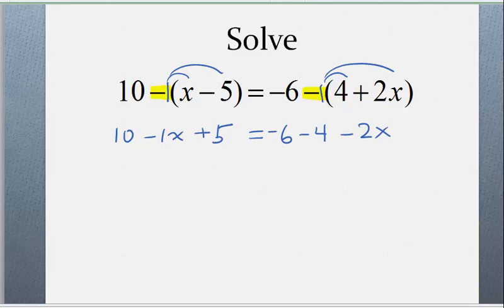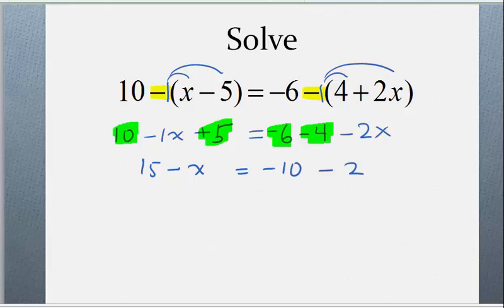Okay, now I'm at the point where I want to combine my like terms. On the left side I have a 10 and a positive 5. On the right side I've got a negative 6 and a negative 4. So I've got 15 minus x on the left, negative 10 minus 2x on the right.